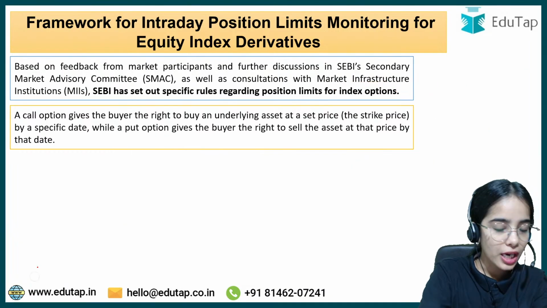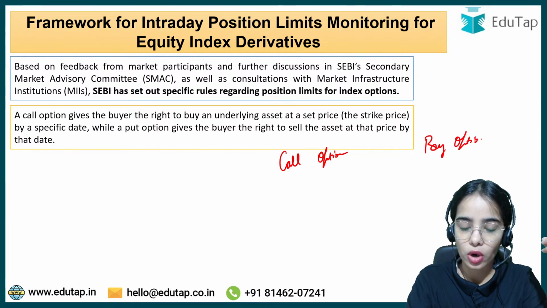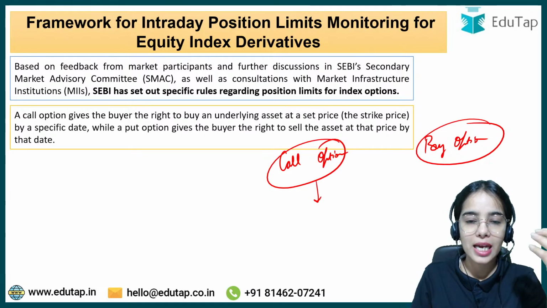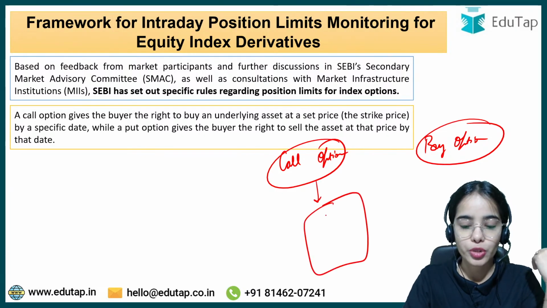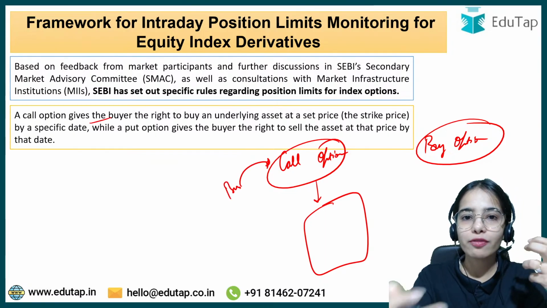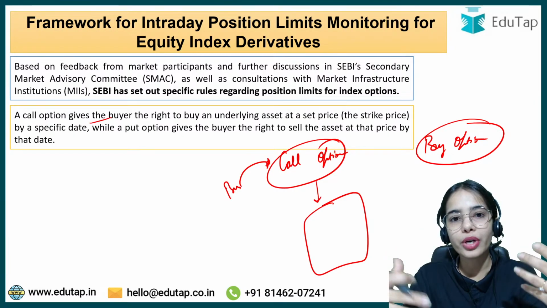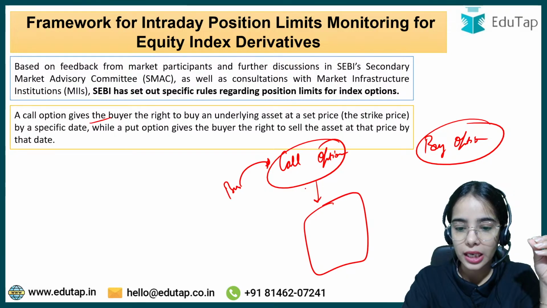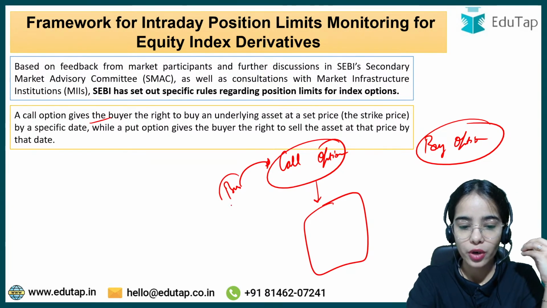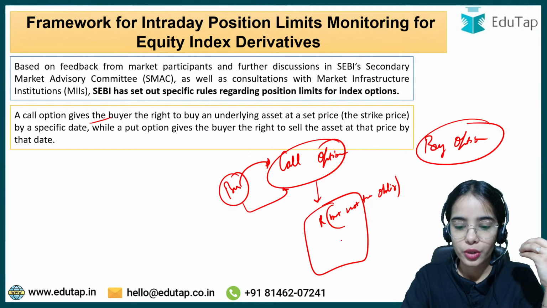Clear? So there are call options and put options. Let's say I am purchasing a call option. So the call option provides the buyer, I am buying the call option, so I have got the right but not the obligation. I have the right. If I want to trade, I will trade. If I do not want to trade, I will close the position. So basically, the call option gives the buyer the right but not the obligation to buy the underlying asset.